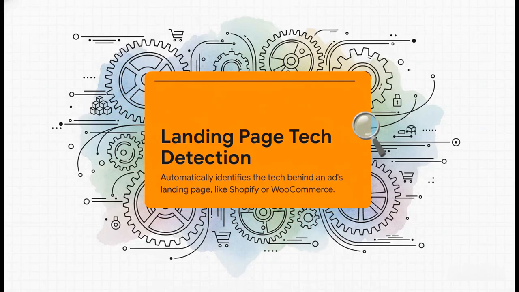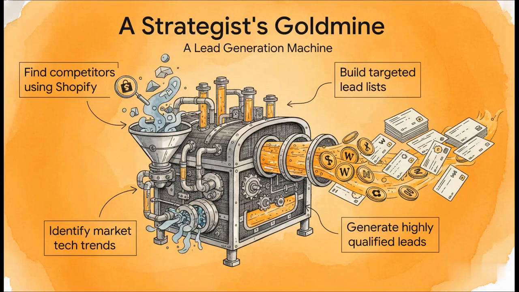And check this out, there's another killer feature baked right in. The scraper doesn't just give you the landing page URL. It automatically figures out what technology that page is built on. Is it a Shopify store, a custom site, maybe a WooCommerce setup? You'll know instantly.